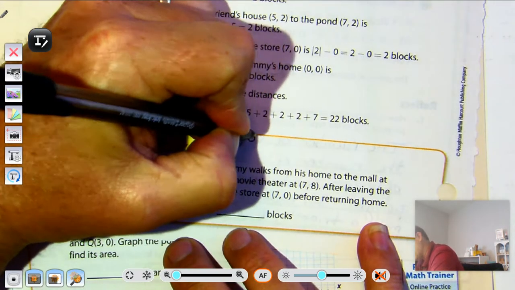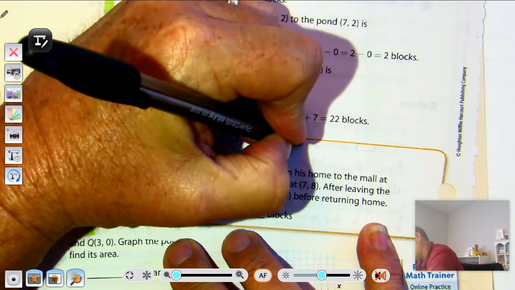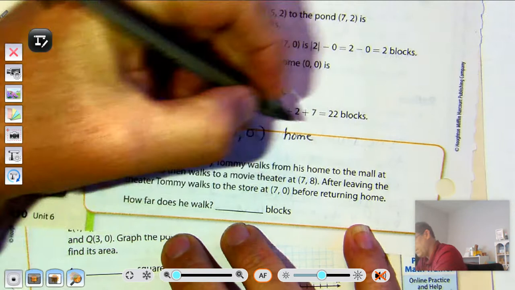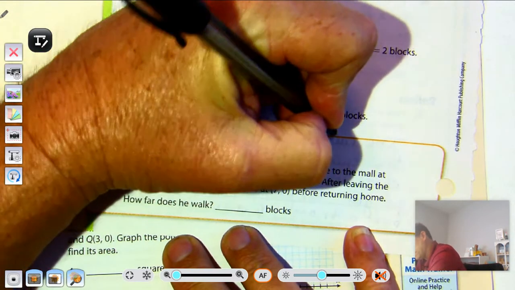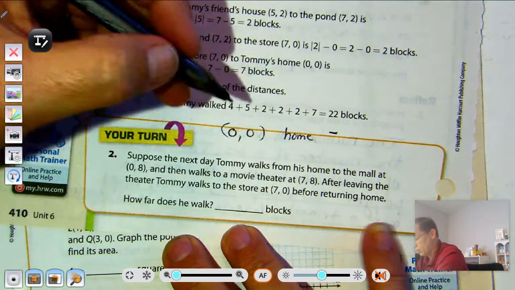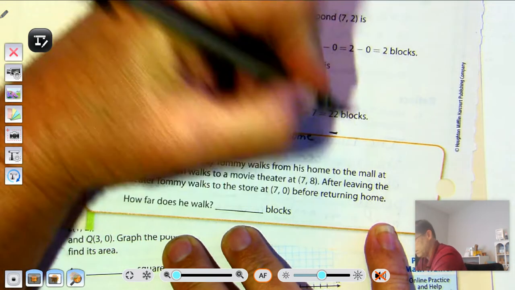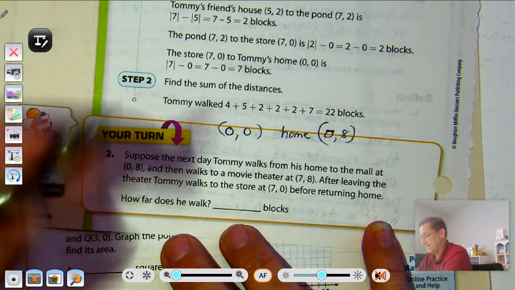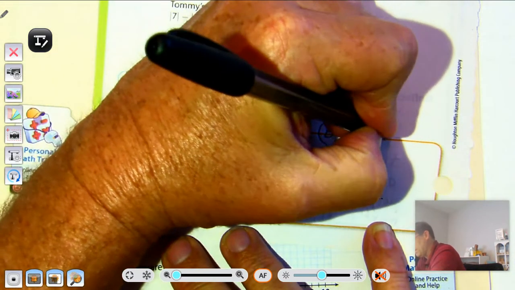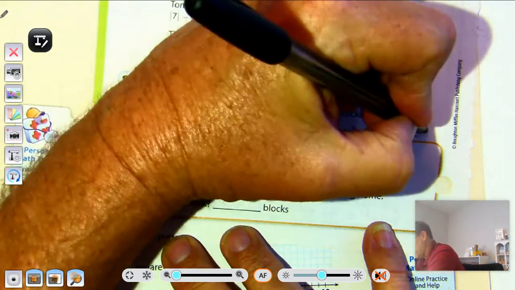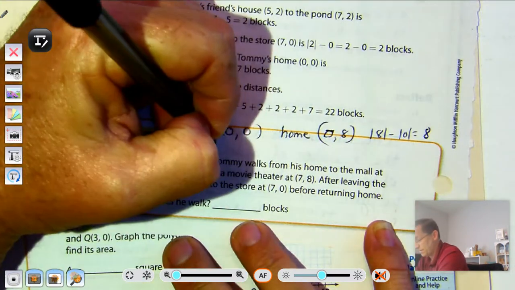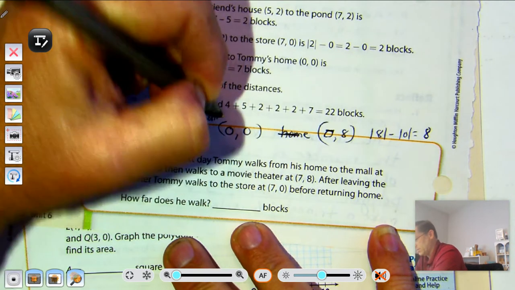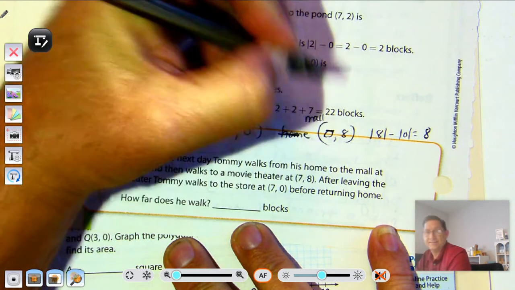So home, again, is (0, 0). To the mall is (0, 8). So how many blocks is that? That would be absolute value of 8 minus absolute value of 0, which is 8. So 8 blocks. So home is at (0, 0). The mall was at (0, 8).